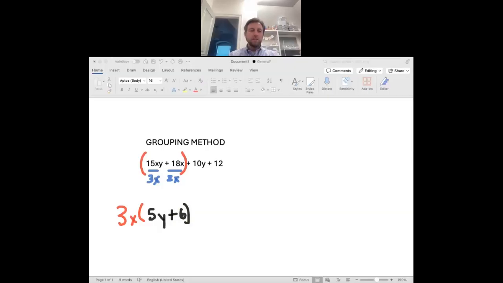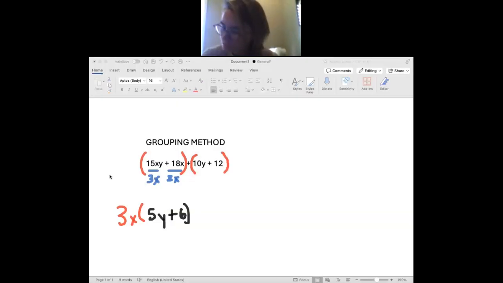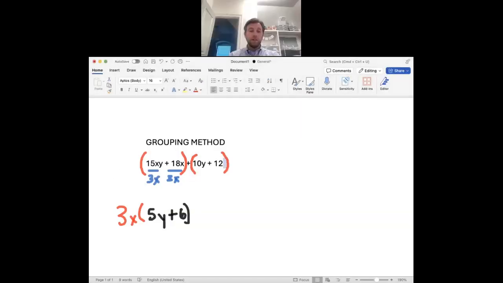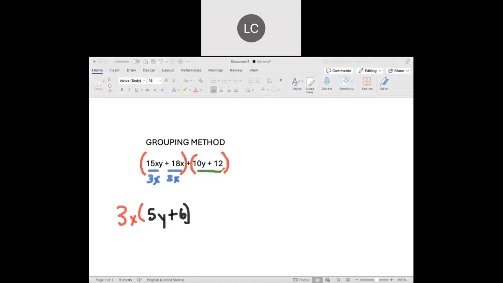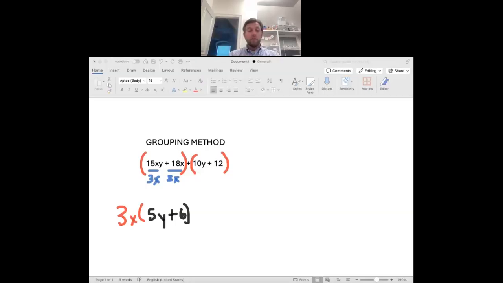Can I do the same thing to the other one too? What happens if I group this? Then it's its own separate thing. Is there a GCF here? Yeah, 2 at least. Anything more than 2? No variables, because one has a y, the other one doesn't have any variables. So it's just 2.